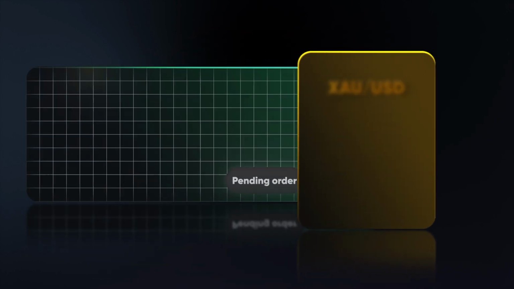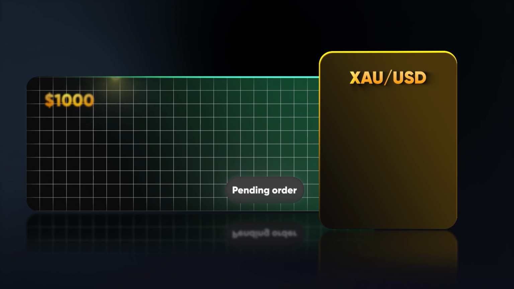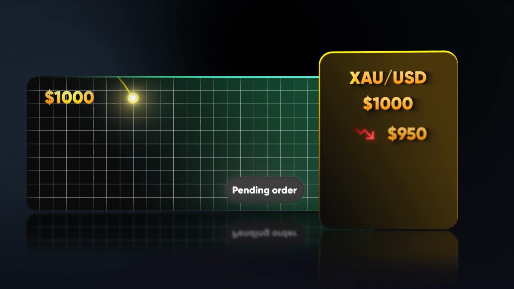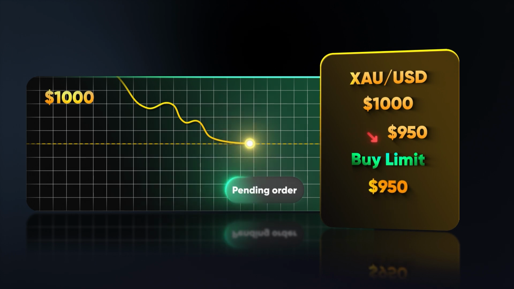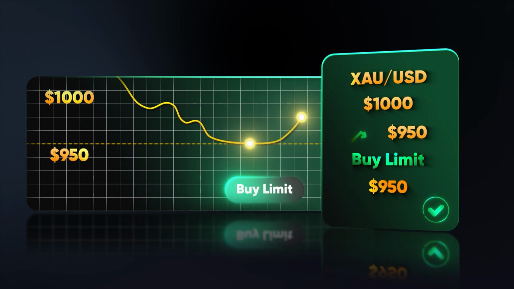Example. Let's say gold is at $1,000. You expect it to drop to $950 before heading back up. So you place a buy limit order at $950. When the price reaches that level, your buy trade is automatically triggered.